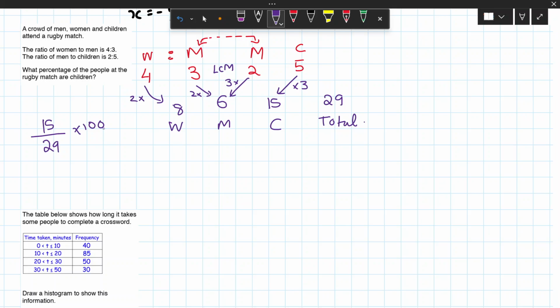So if I grab my calculator and pop in 15 divided by 29, my answer would be 51.7%. Yeah, I think I've done that okay. Let's move on to the next one.